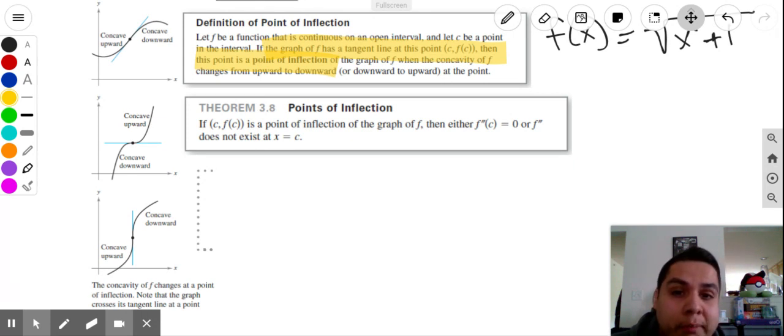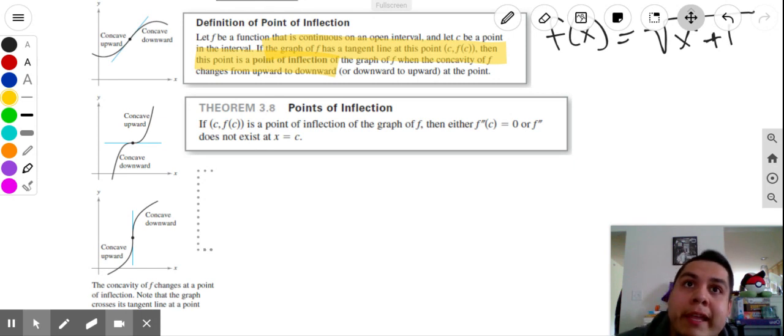But we have a theorem to help us with this, and Theorem 3.8 states, if c, f of c is a point of inflection of the graph of f, then either f double prime of c is equal to 0 or f double prime does not exist at x equals c.